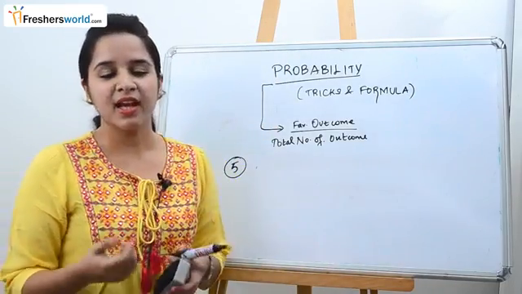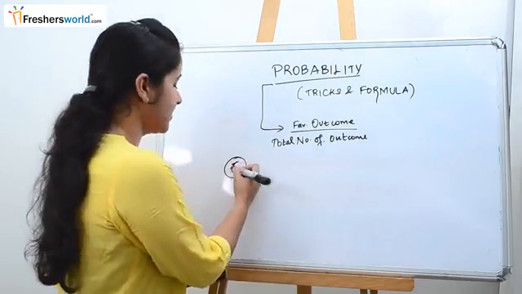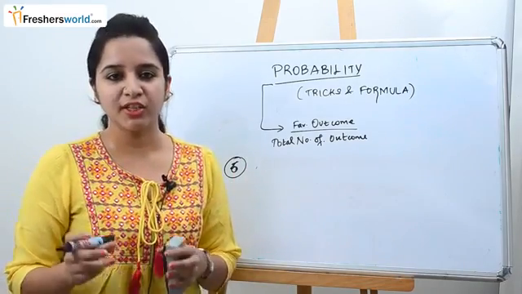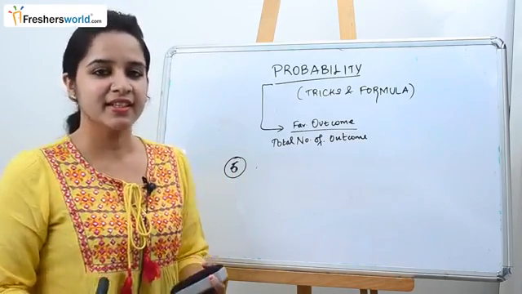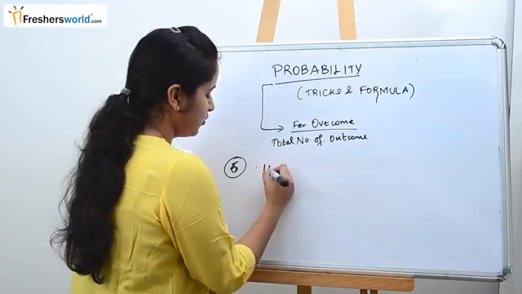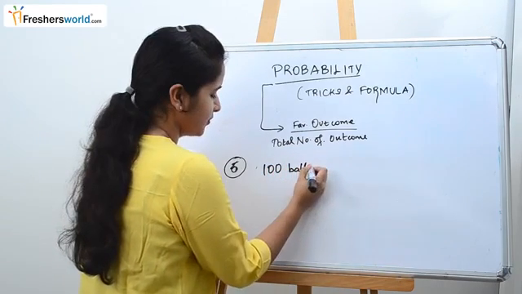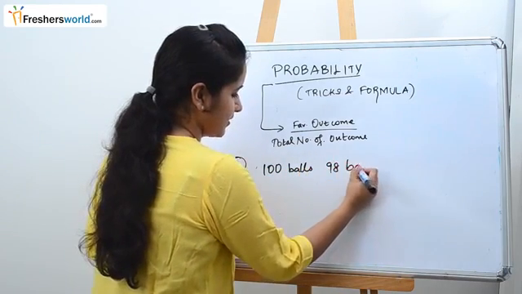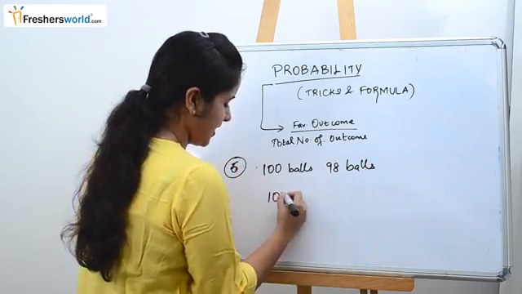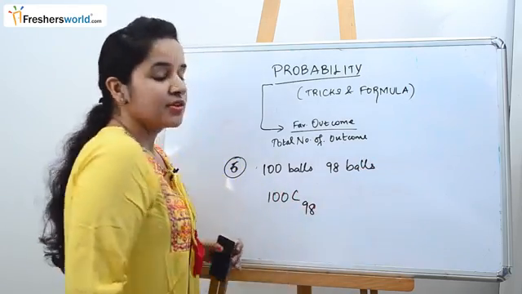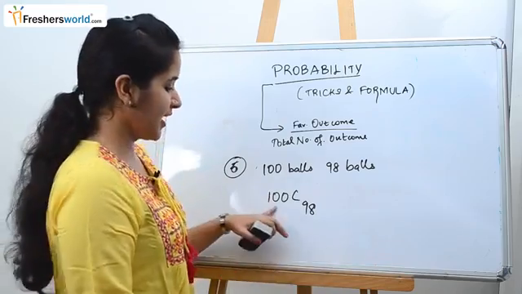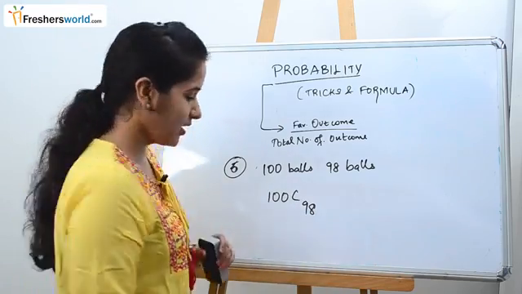So this is the last trick that we did. It is easy if the number of balls that we need to choose is less. Let's consider an example. Let's say out of 100 balls you need to choose 98 balls. So it will be 100C98. It is not possible to reduce 100, 98 times. So here comes the trick.